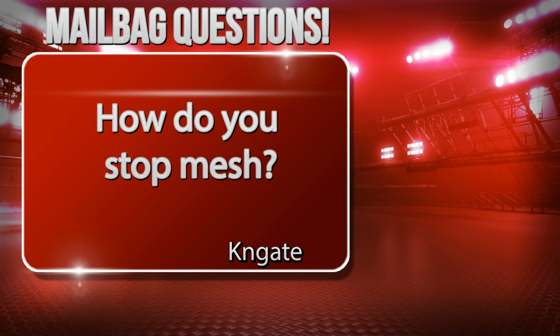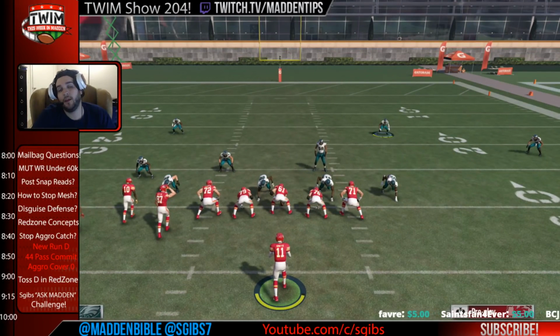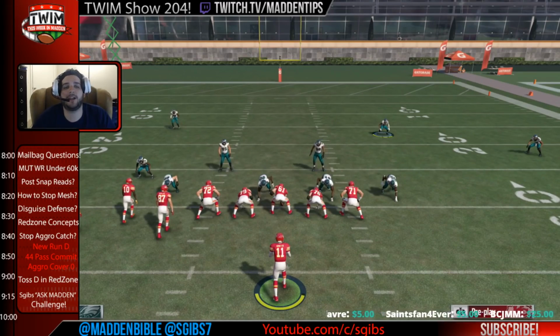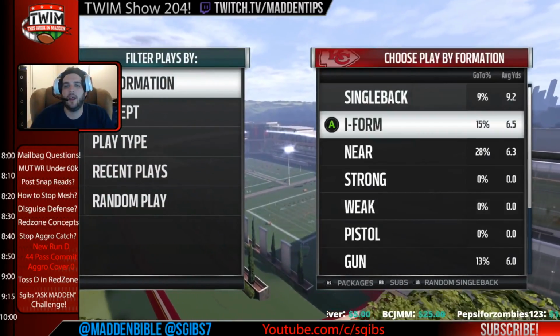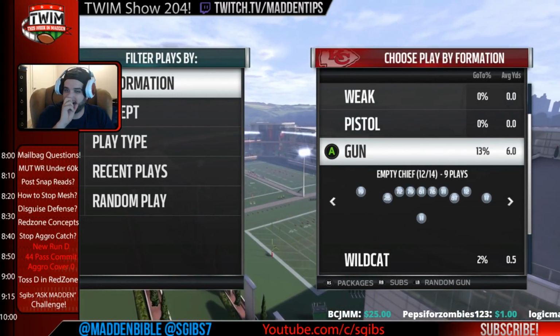KN Gate says, how do you stop mesh? It's a great question. We were just talking about a mesh concept. Let's go out and first we'll show you what a mesh concept is, and then we'll show you a couple of ways you could go about trying to defend against it.